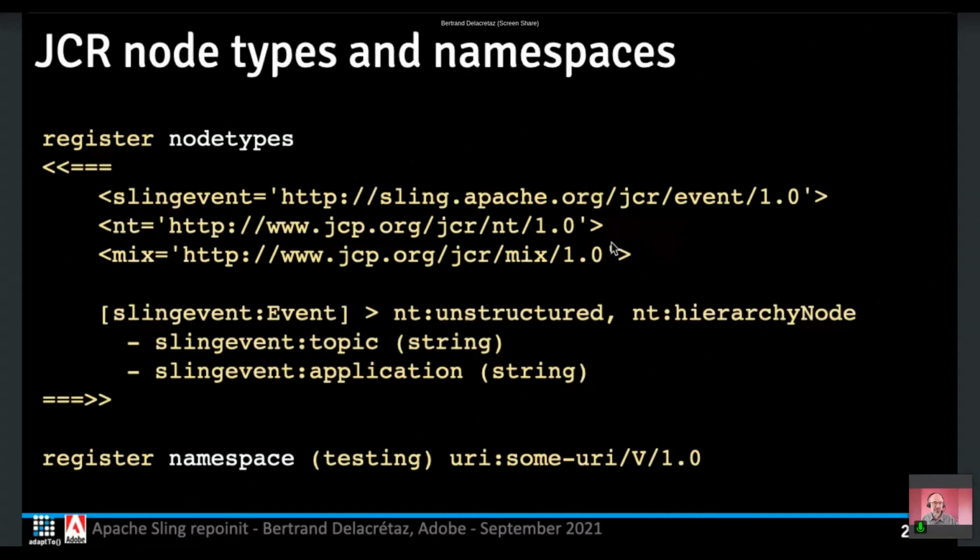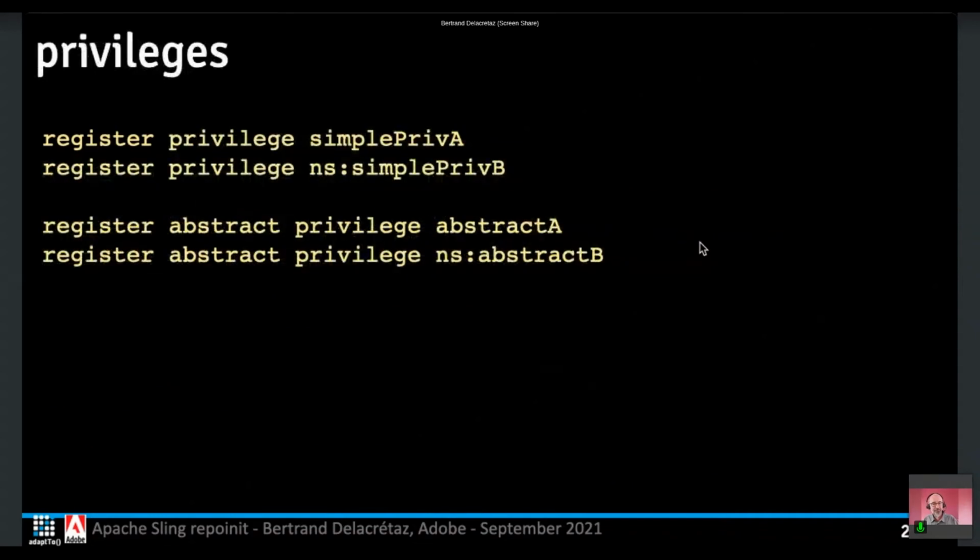So basically, you can include blocks of CND syntax in your Repoinit scripts to create node types and namespaces, just to register a namespace, as we see here. But Repoinit can interpret CND syntax in fragments, such as we see here. It can also register JCR privileges. This is again really JCR specific.